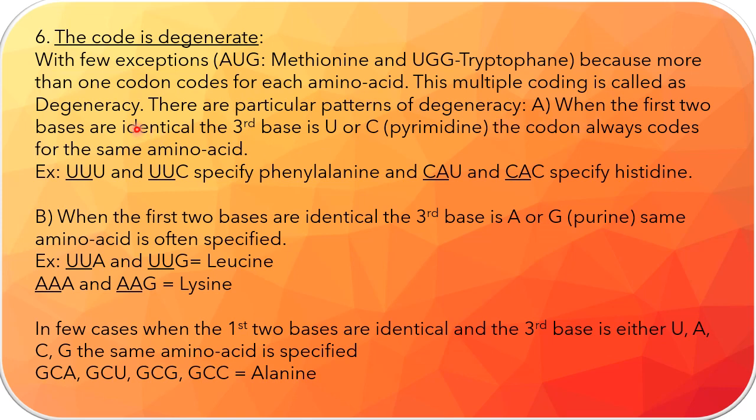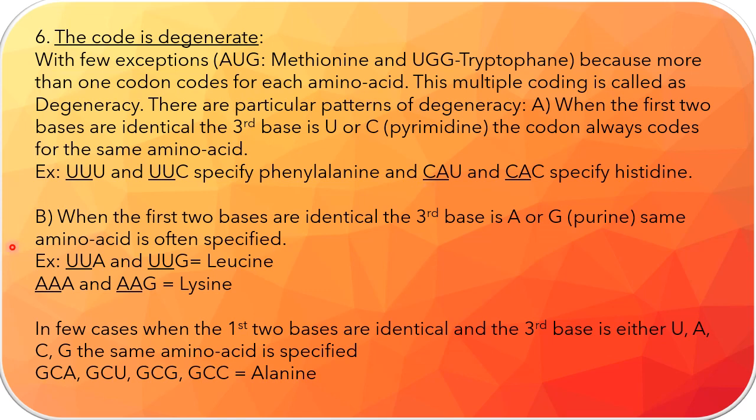When the first two bases are identical and the third base is U or C, that is pyrimidine, the code always codes for the same amino acid. For example, you can see here, the first example is where we have UUU and UUC. Now this specifies phenylalanine, and CAU and CAC, this specifies histidine. So the third base here, that is U and C, these are pyrimidines, and A and C, they are identical.